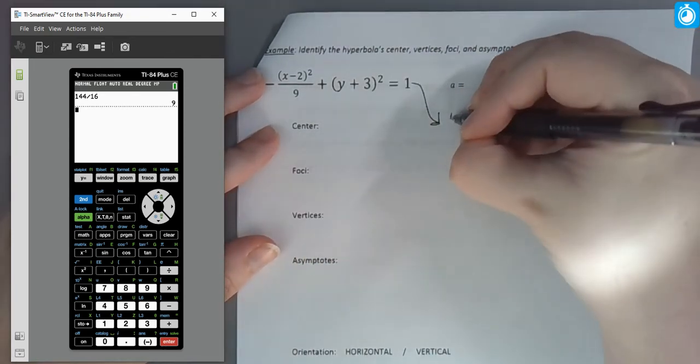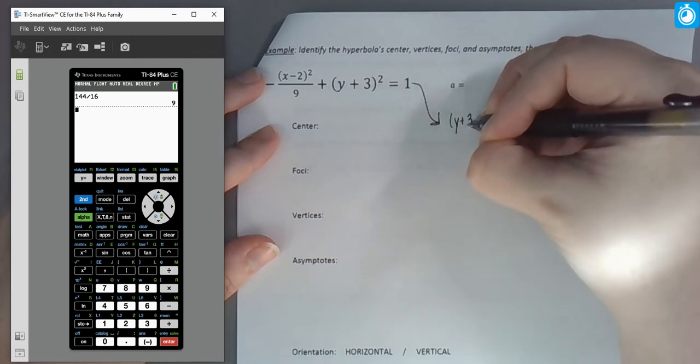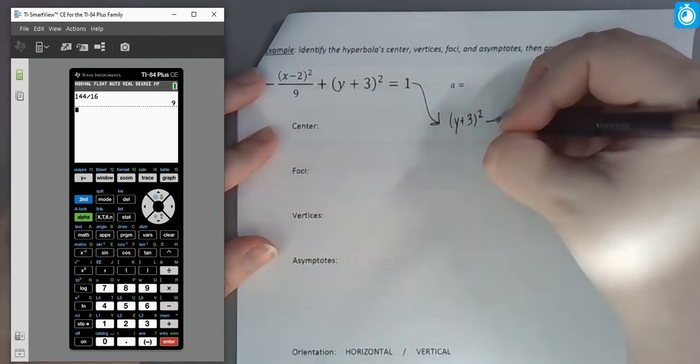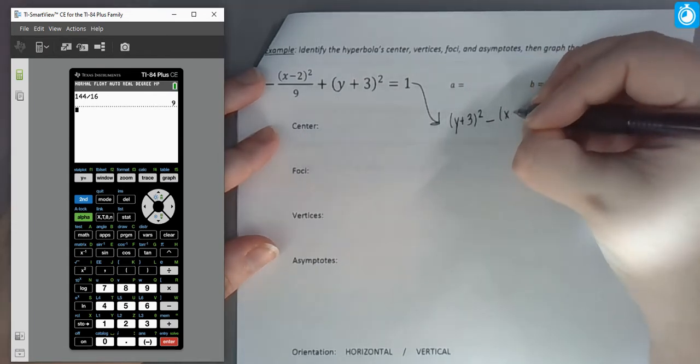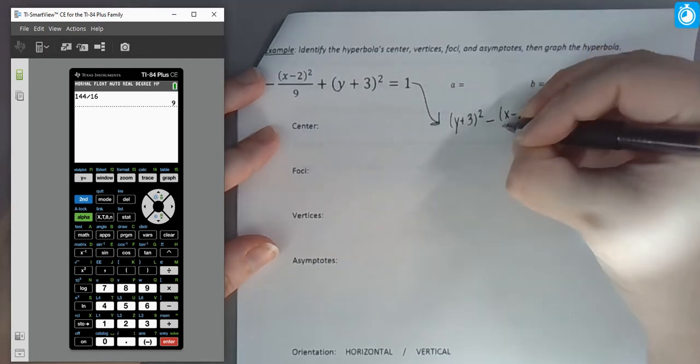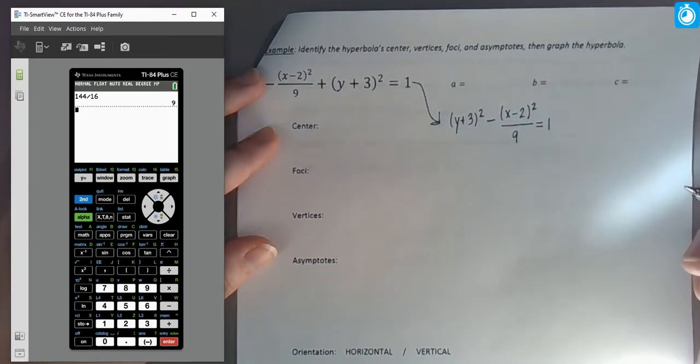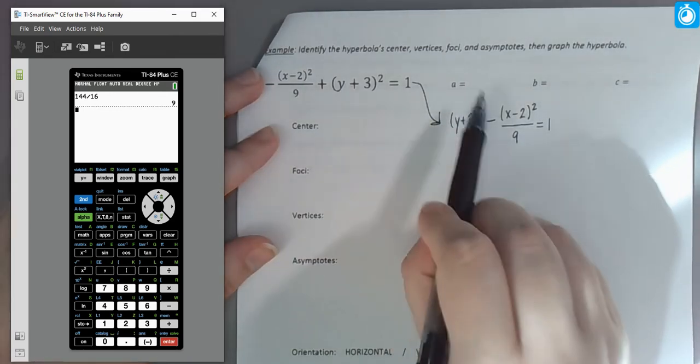Typically, we write the positive term first. So y plus 3 squared would come first. And then we write the negative term. So x minus 2 squared over 9, and then that's equal to 1. Now it almost looks like maybe we're still missing something because we don't have a denominator over here.